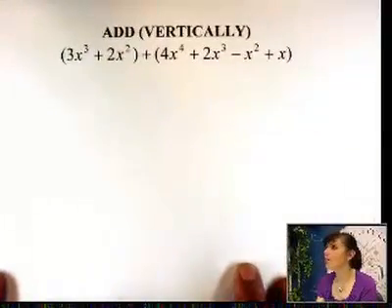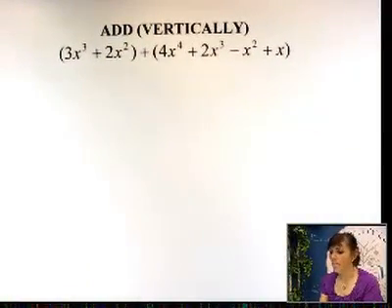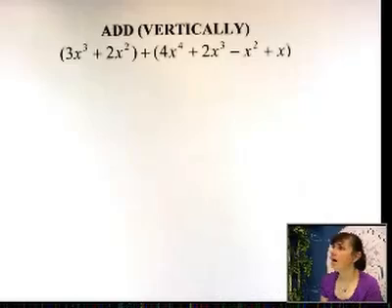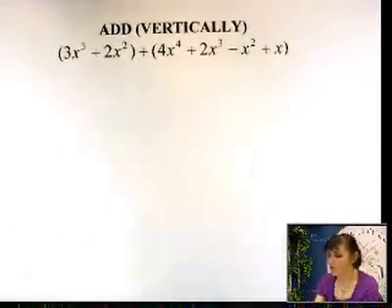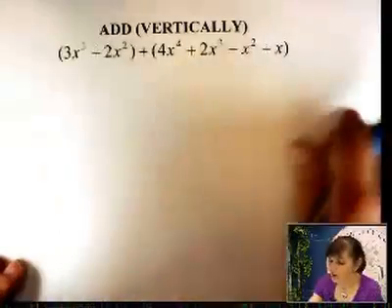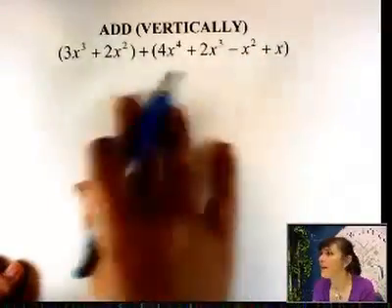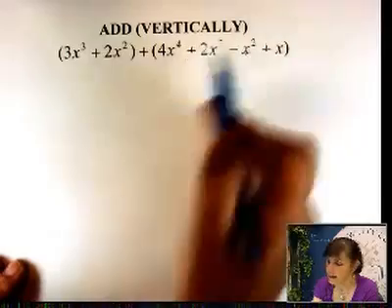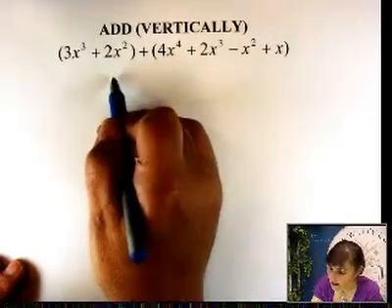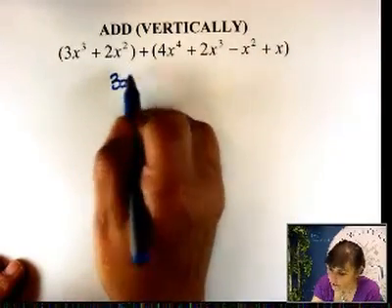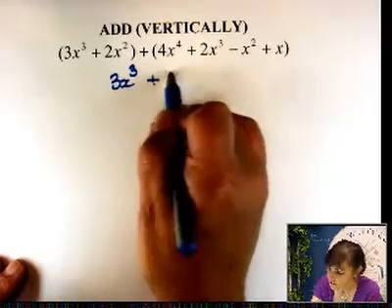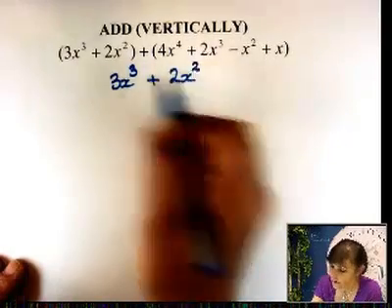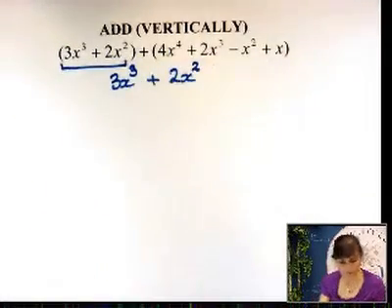I can do the same problem. This time I can add vertically. Well, this is how you do it. This is one polynomial, this is the other polynomial. You put them vertically, and then you leave a space or 0 when you don't see something that's matching. Well, let me explain. You have 3x cubed plus 2x squared. This is the first one.